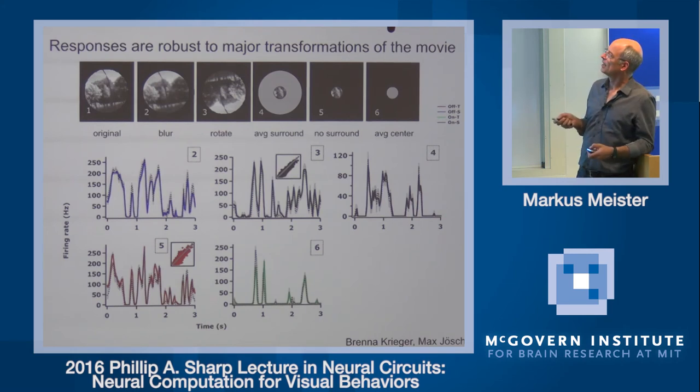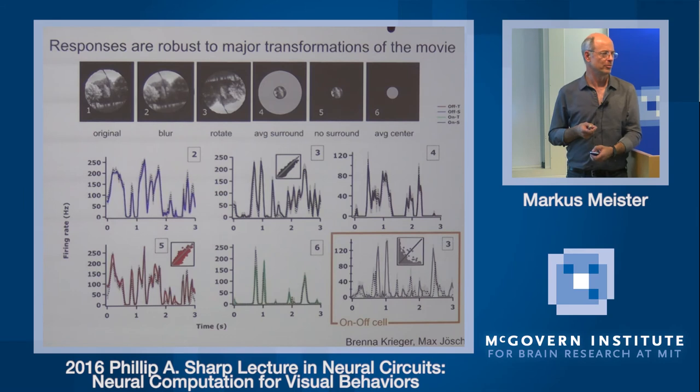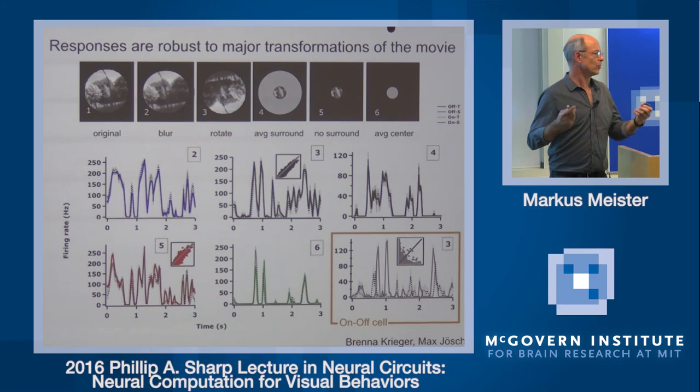Now you might say, and I wondered, is she doing something wrong? Maybe she's really always presenting that. Fortunately, there are many other ganglion cells in the retina that you could record from. You don't have to go for the fluorescent ones. And if you do it for a different type of retinal ganglion cell, in this case an on-off cell, you get a completely different response, for example, to the rotated movie. There's no relationship. So this is not true for every neuron in the retina.